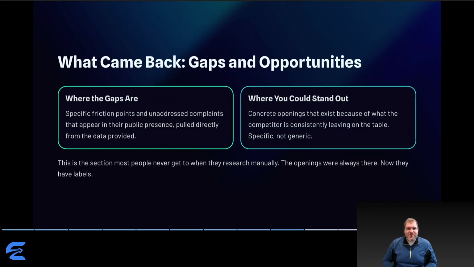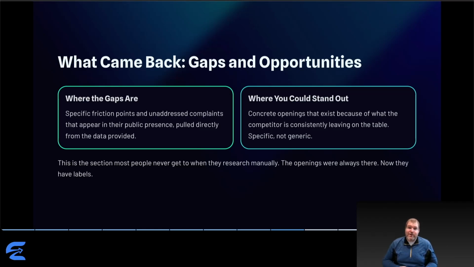The gaps section names specific friction points sitting in plain sight. No response to any Google reviews, no pricing on the website, no online ordering, service inconsistency showing up across multiple reviews, which means the experience depends heavily on who you get that day. And then section 4, where you could stand out.